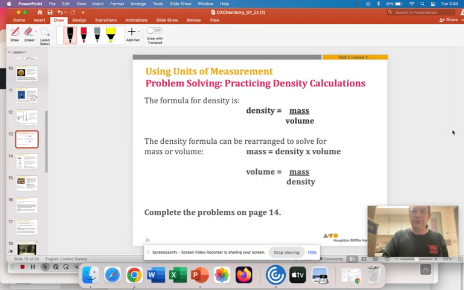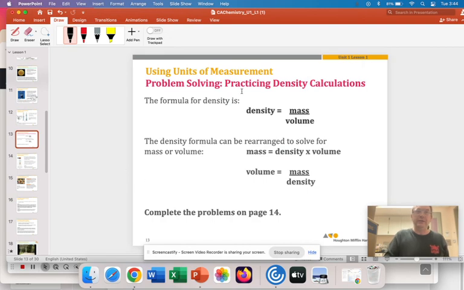Okay, so this is using units of measurement part 3, and we're going to practice density calculations in this video. The formula for density is density equals mass per volume. And we can rearrange this formula to solve for mass or volume using algebraic equivalence, as shown here. So mass equals density times volume, or volume equals mass divided by density.